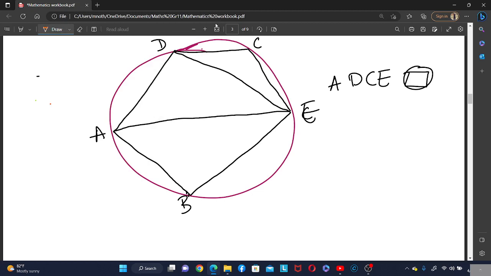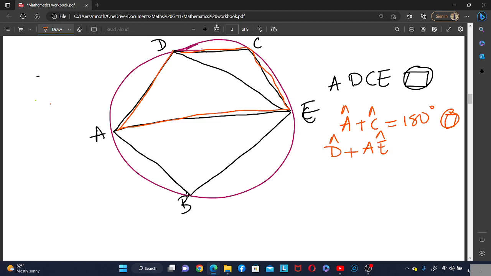So angle A plus angle C is equal to 180 degrees because this is a cyclic quad. It touches a circle 4 times. So you can say that angle D plus angle AEC is equal to 180 degrees. The opposite angles of a cyclic quad add up to 180 degrees.